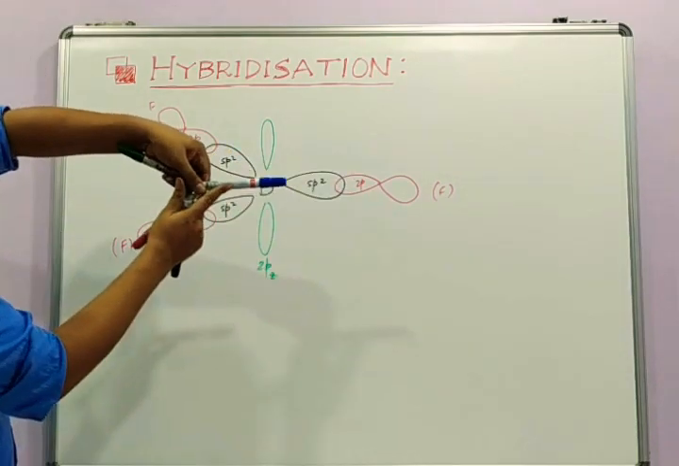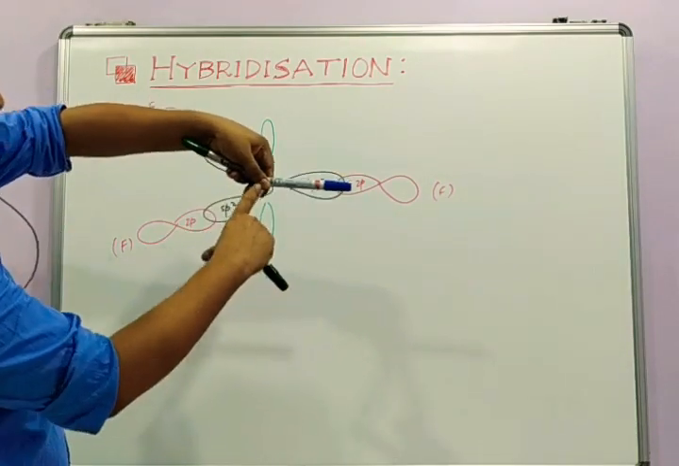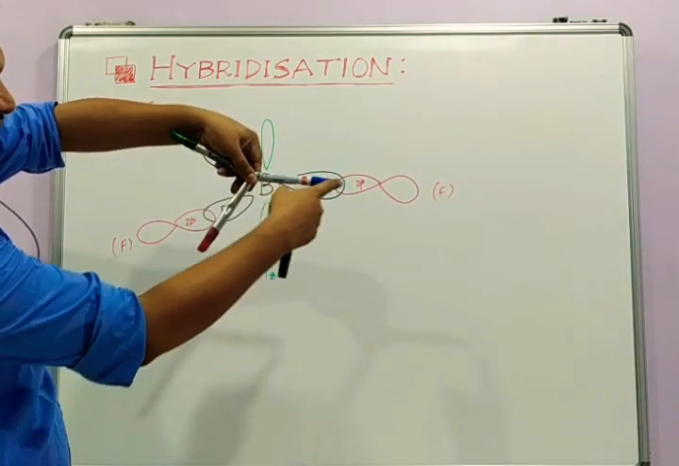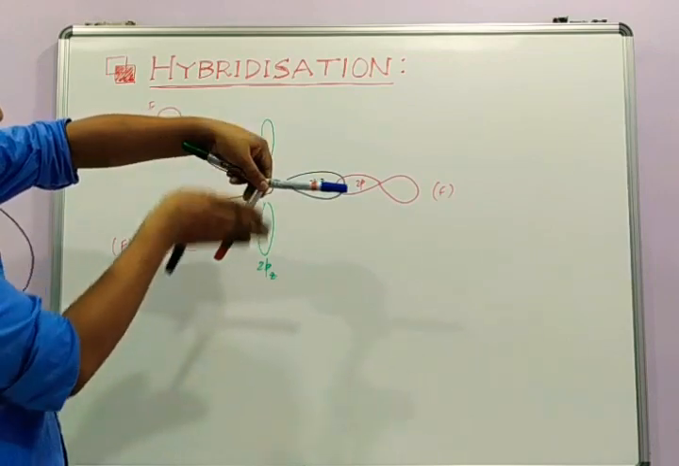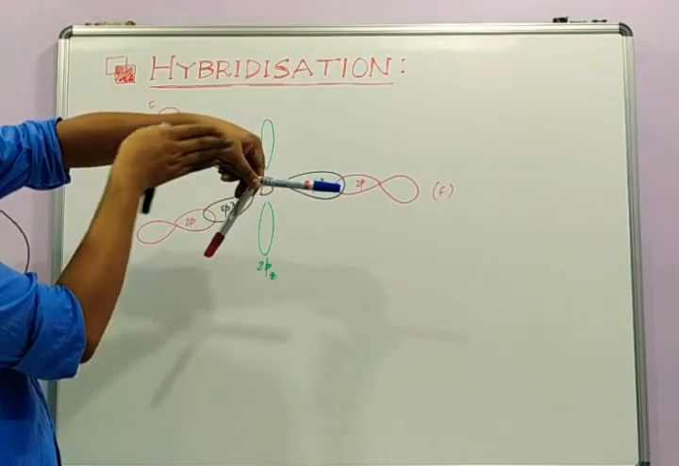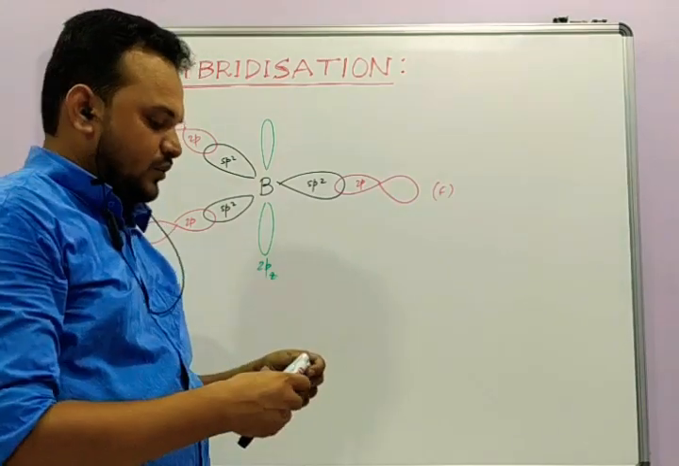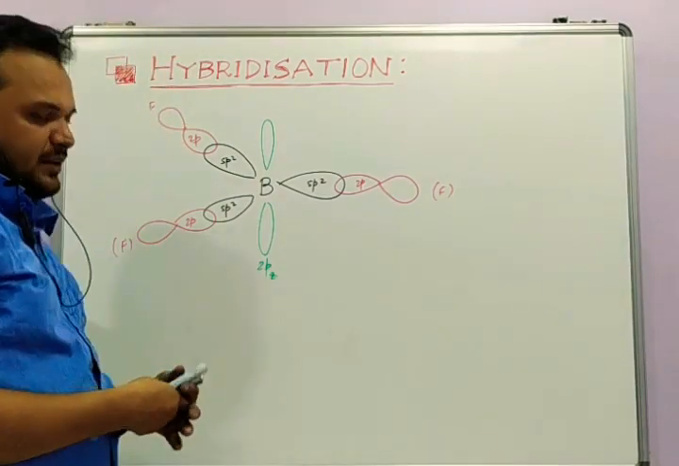This is the molecule, right? This is one BF bond, this is another BF bond, and this is one BF bond. So you can clearly see it is a trigonal planar molecule. All these 3 BF bonds are residing on the same plane. That's why the geometry is trigonal planar for sp2 hybridization.